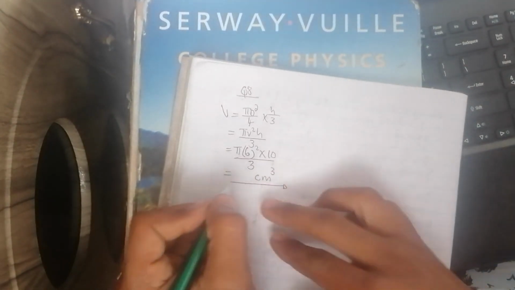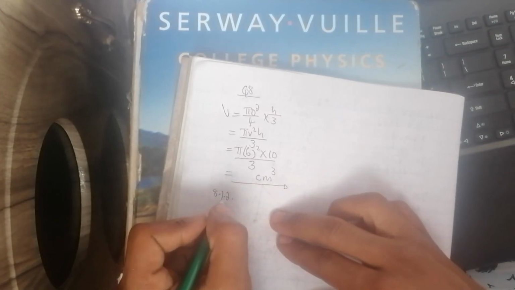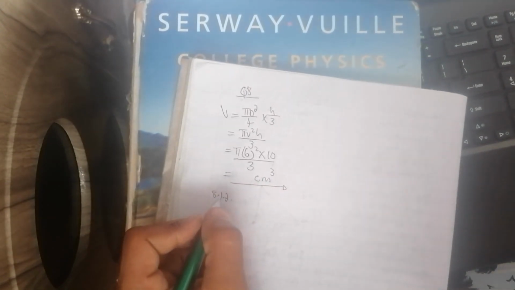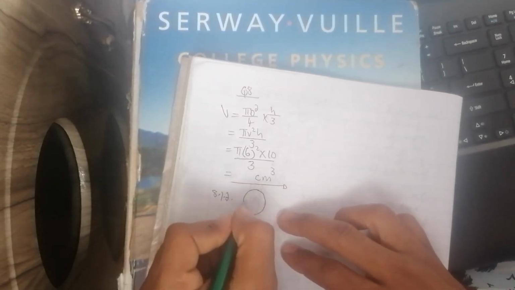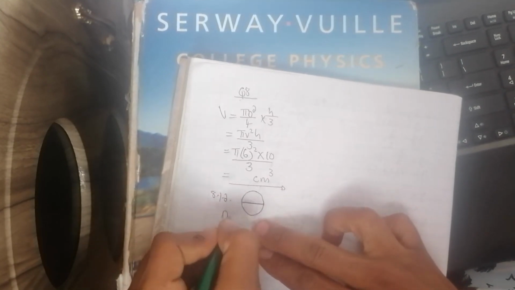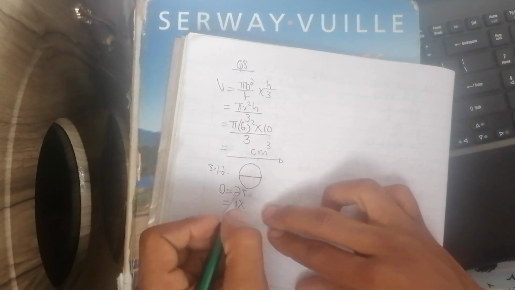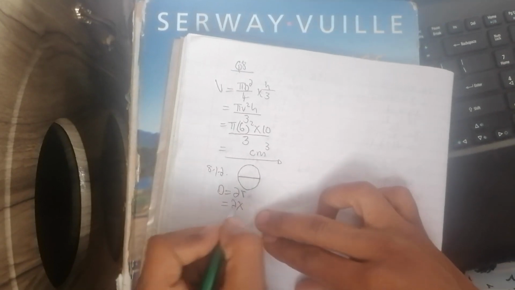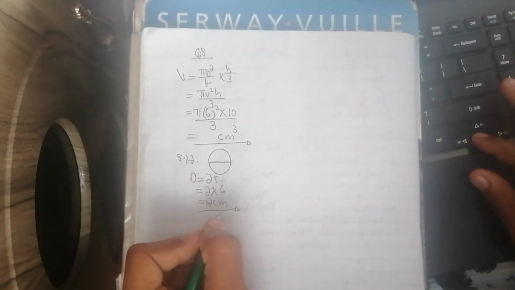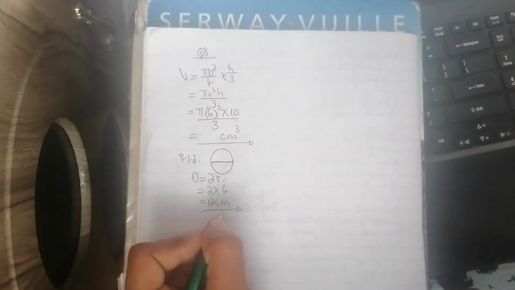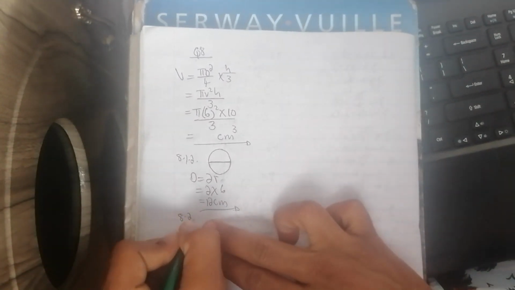Then in 8.1.2 they say determine the diameter of the cone. Now what is the diameter? I know that the diameter is twice the radius, so 2 times 6, which is 12 centimeters as the diameter of that cone. That is fine. Let's go to 8.2.